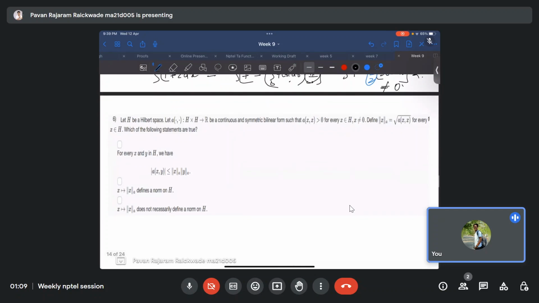To be a Hilbert space, we have a continuous and symmetric bilinear form. That directly defines an inner product, I mean the real inner product. You can verify this. A defines an inner product.